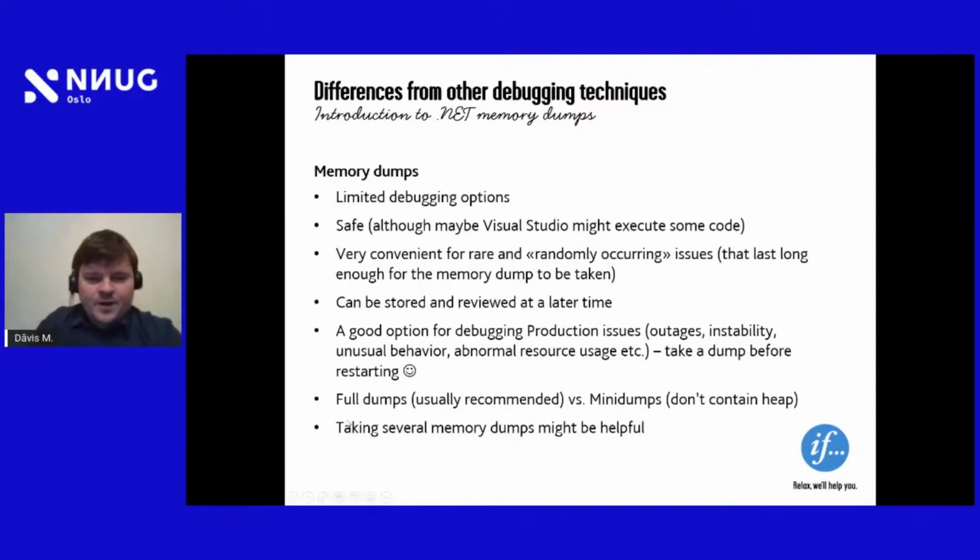And it's very important to mention that there are different types of memory dumps. There are full dumps, which are usually recommended, especially for .NET. And there are mini dumps. The mini dumps don't contain the heap. It means that mini dumps won't contain any reference types at all. So be extremely wary with them.